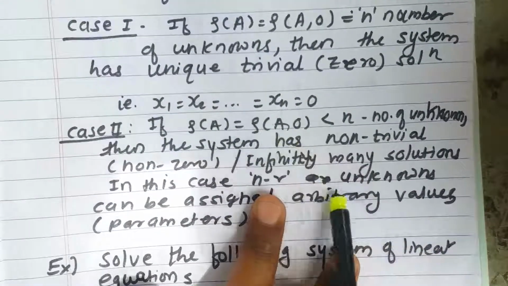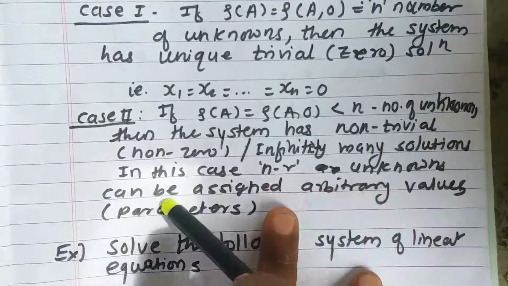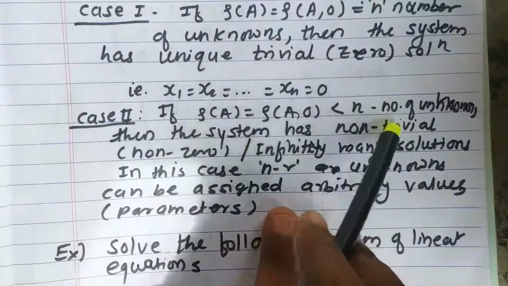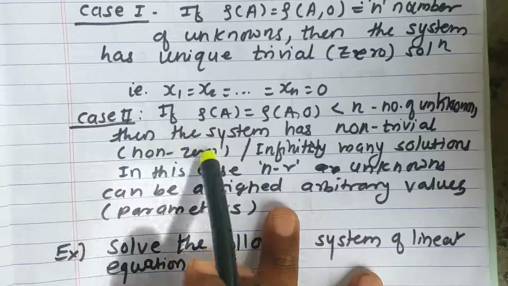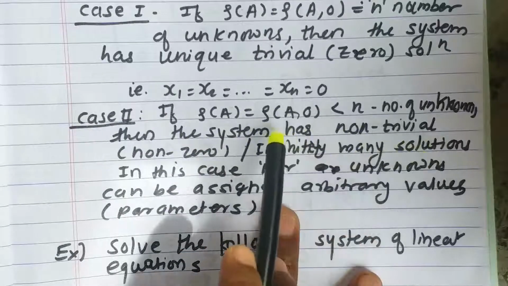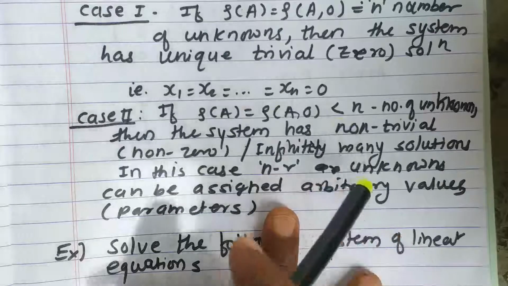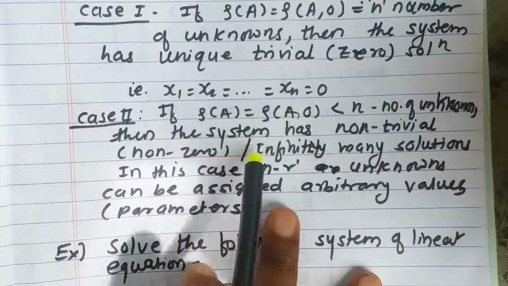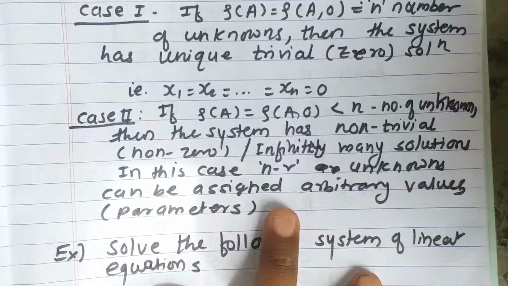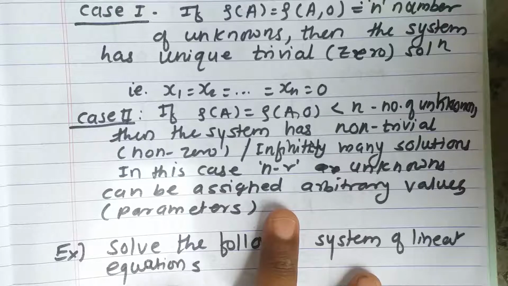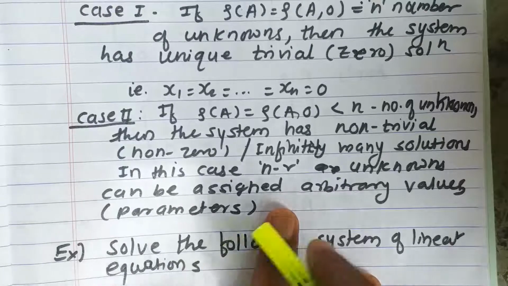Now if this rank is less than the number of unknowns, in that case the system will have a non-trivial solution, that is non-zero solutions. And they are infinite in number; the non-trivial solution means infinite solutions for the homogeneous system. So whenever the homogeneous system has the rank of the coefficient matrix less than the number of unknowns, it will have a non-trivial solution, that is infinitely many solutions. So either it will have a unique solution or infinitely many solutions, depending on the rank of the matrix and the number of unknowns.